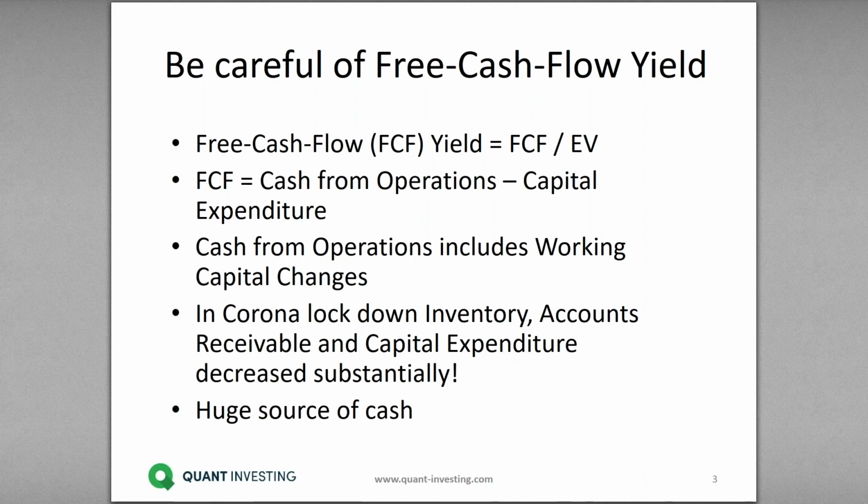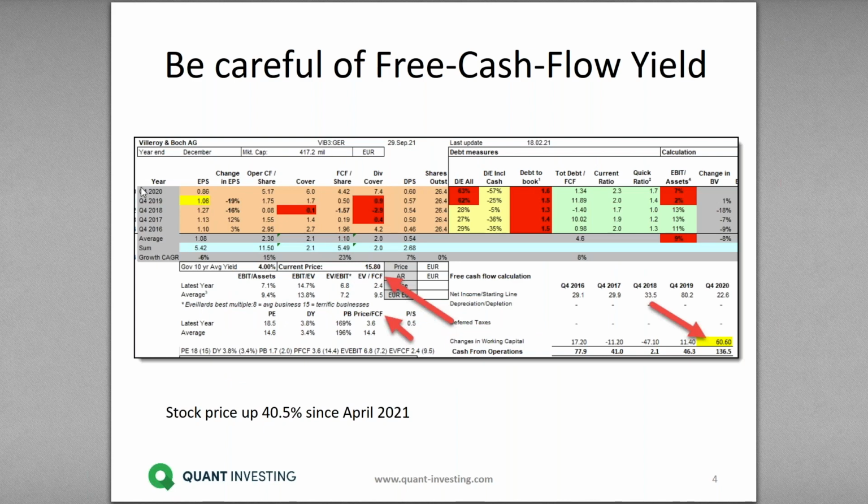And also, because everybody didn't know what their future was going to look like, they completely stopped capital expenditure. All these three factors, or probably more, led to free cash flow increasing substantially in most of these companies. I'll give you an example of a company we recommended in April in the Quant Value newsletter. It's a German crockery and cutlery manufacturer called Villeroy & Boch.